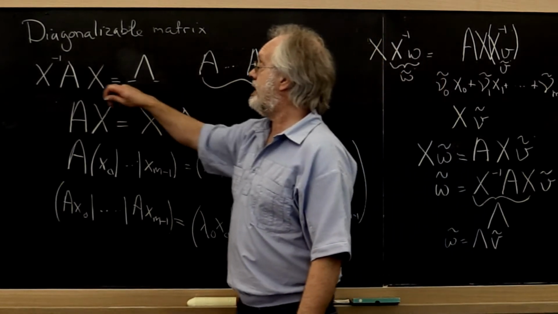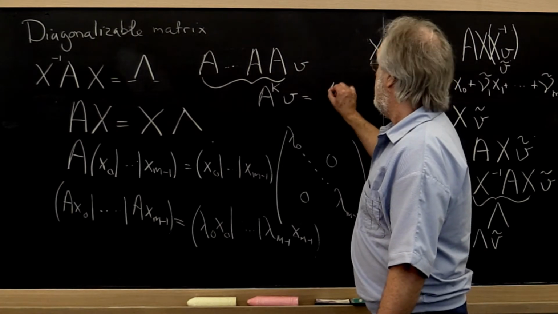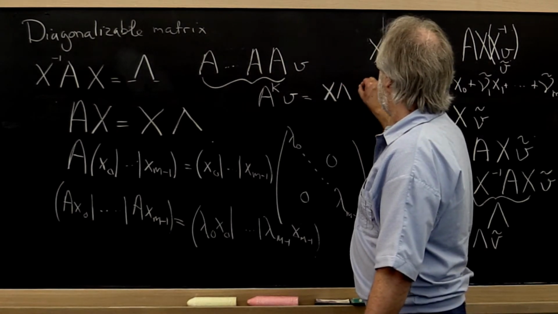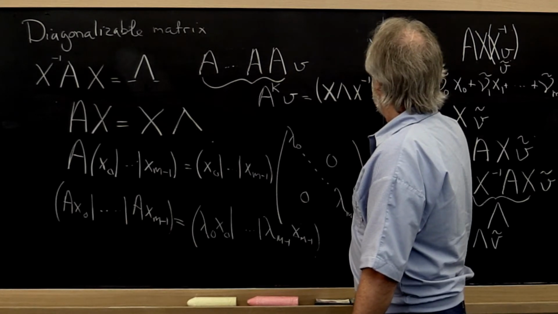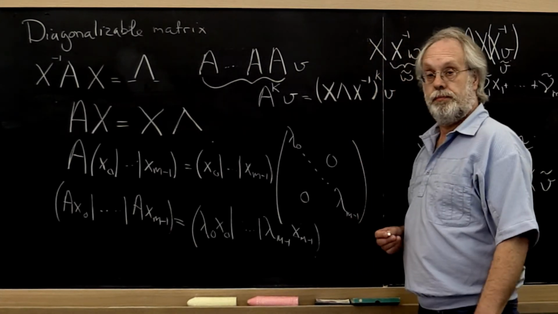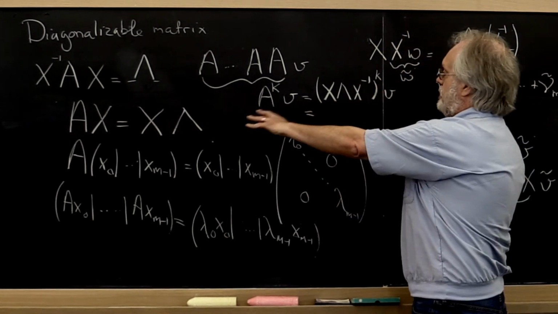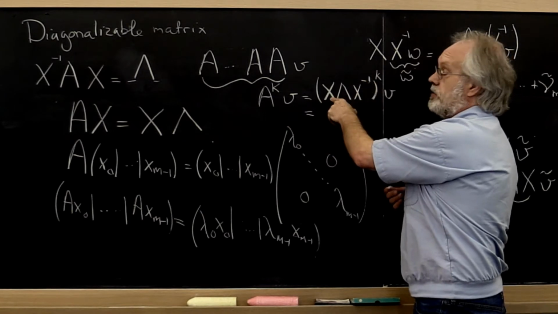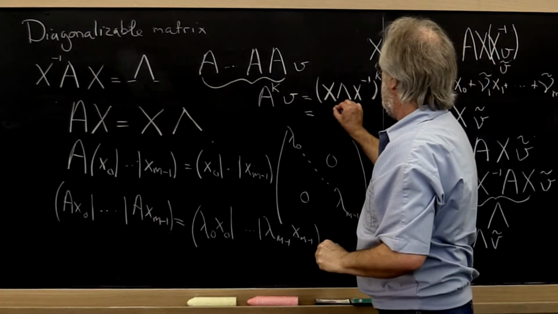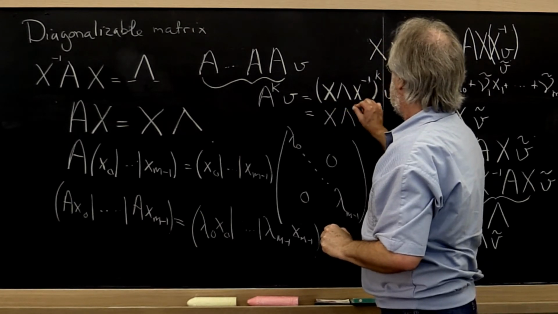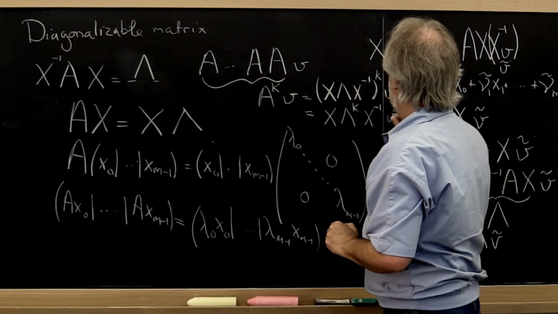If we can diagonalize our matrix A, then we know that that's the same as X times Lambda times X inverse times our vector v, raising this to the kth power. And if you think about it, if you multiply these together, the X inverse cancels the X every time. And therefore this is actually the same as X times Lambda to the kth power times X inverse times v.